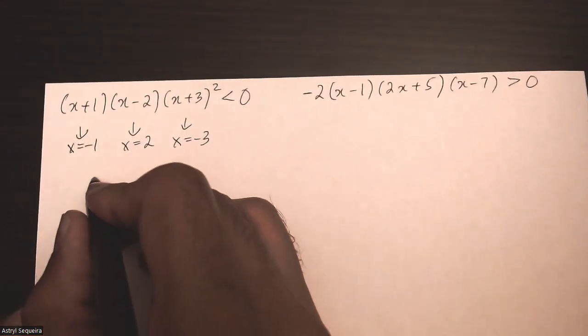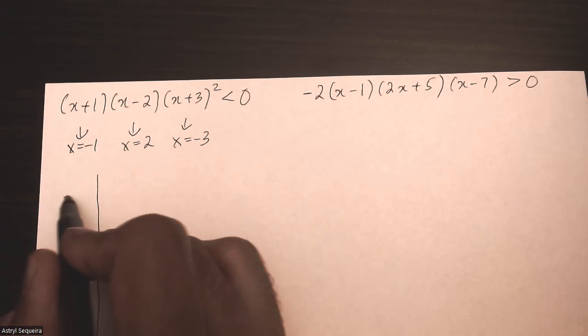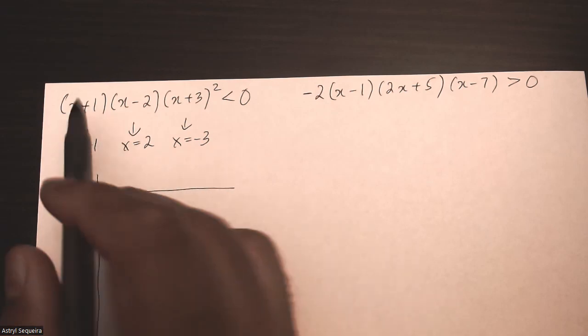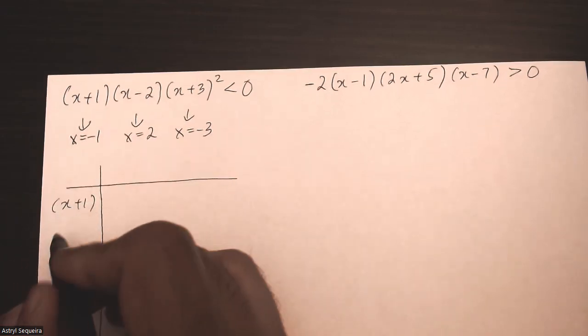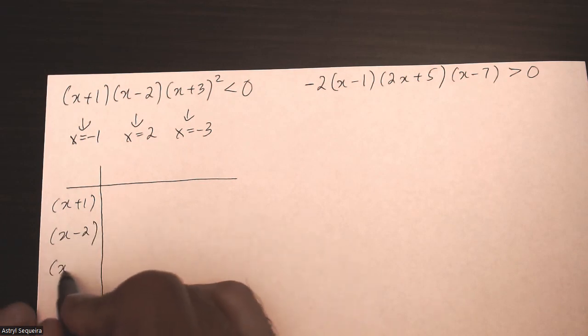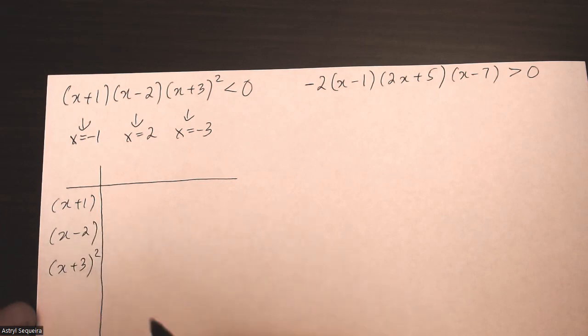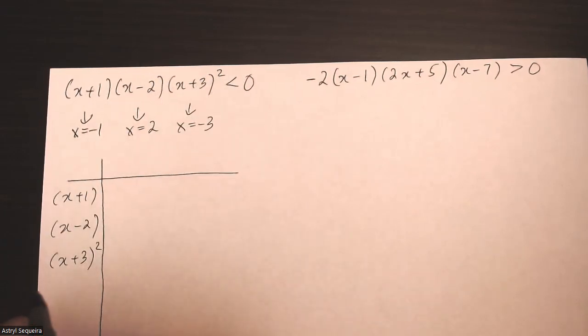And then we want to create a chart. The first column of your chart is just going to have all your factors over there. So I have x plus 1, x minus 2, and x plus 3 squared. Those are my factors over there.